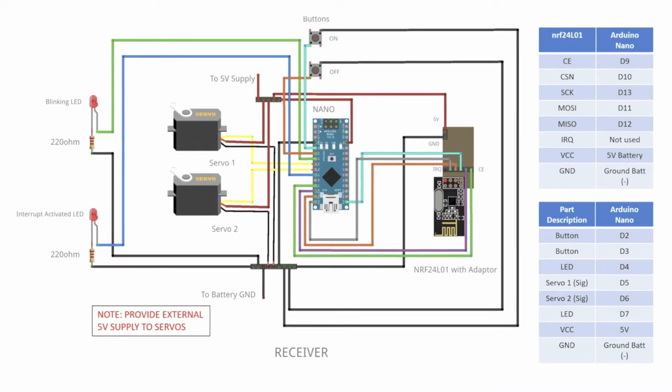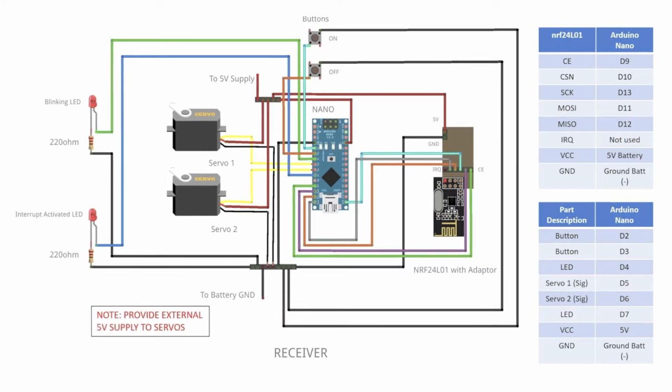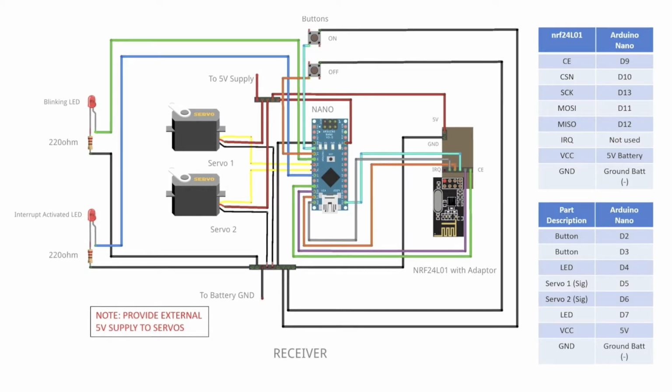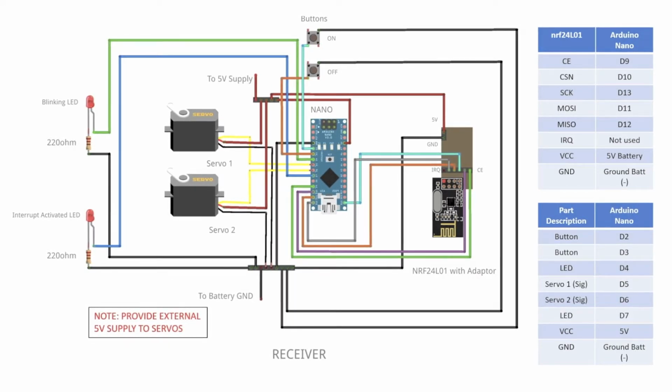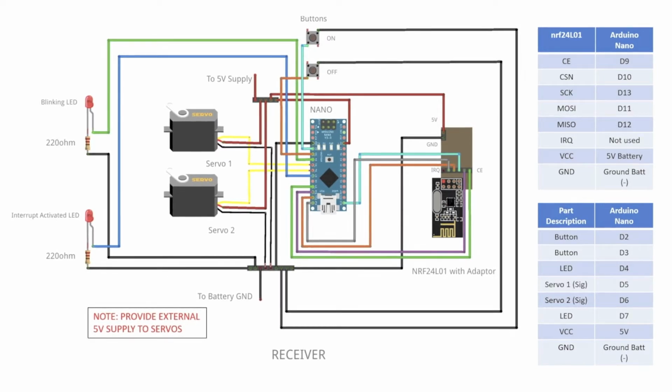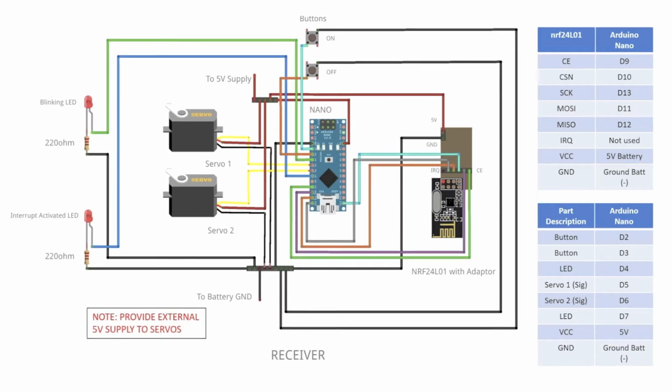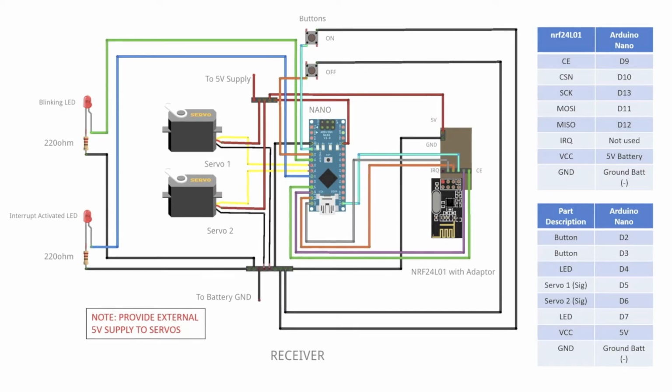On the receiver side, you'll be needing two servos, two buttons, two LEDs, two resistors, which are 220 ohm, the Nano, the NRF adapter and module, and remember to supply an external power to the servos because the Nano cannot provide enough.